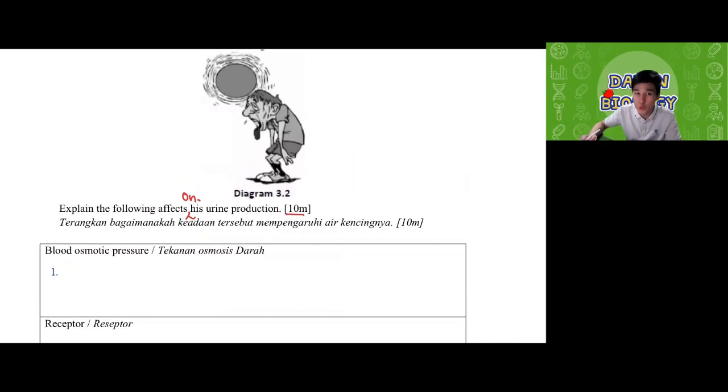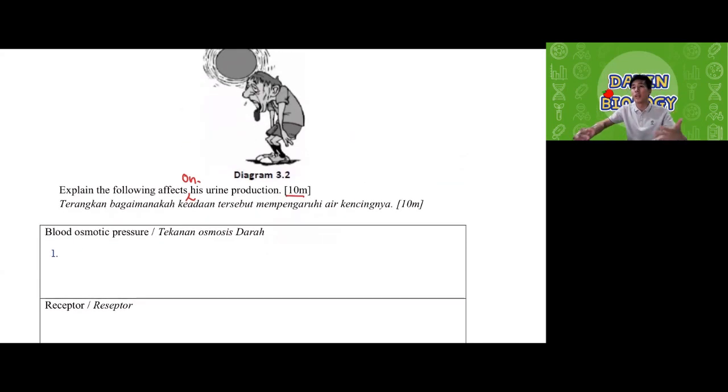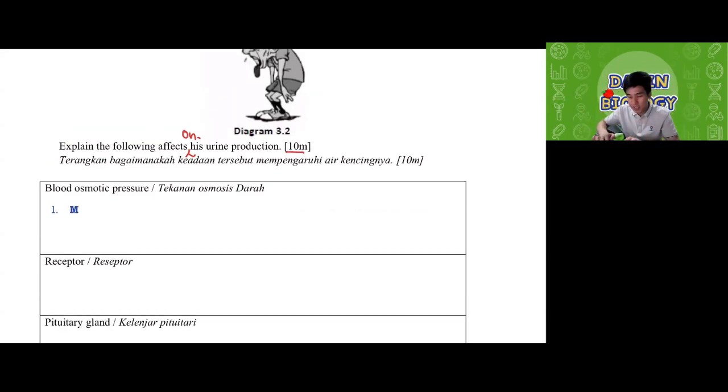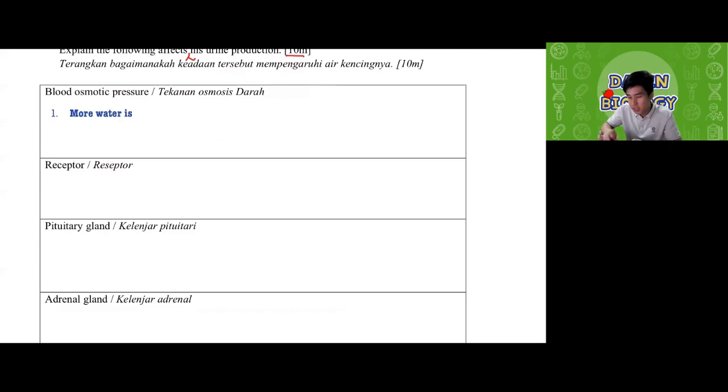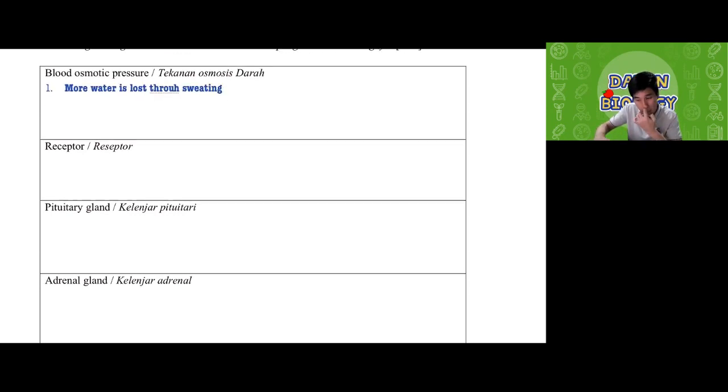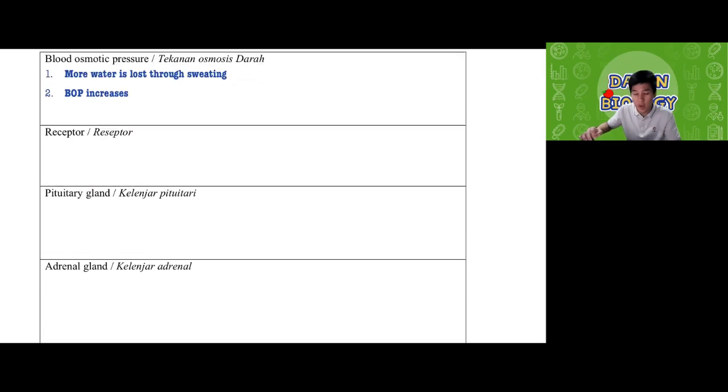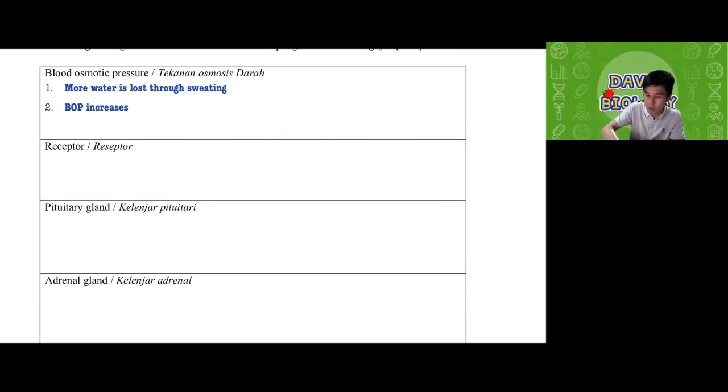So you're very hot, you sweat, as we know just now, blood osmotic pressure definitely will be high, right? Because lesser water, so we start by saying, same as just now, more water is lost through sweating. So therefore, yes, blood osmotic pressure increases. Okay, done already, the first one. I really help you to break down to different parts. I have you write your essay here.